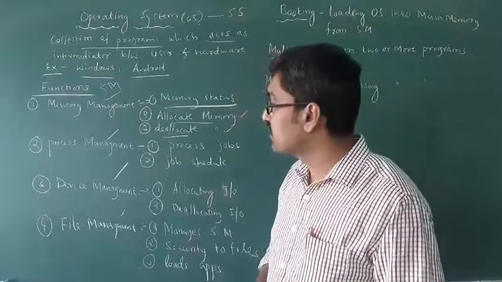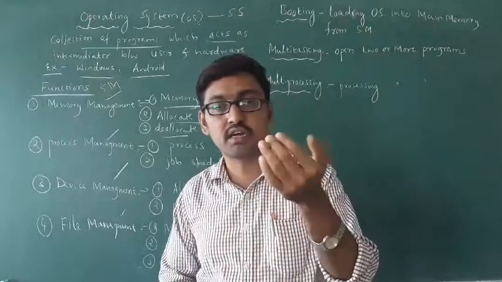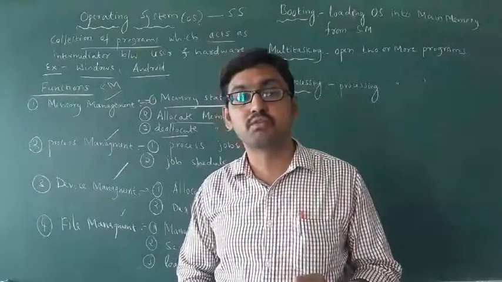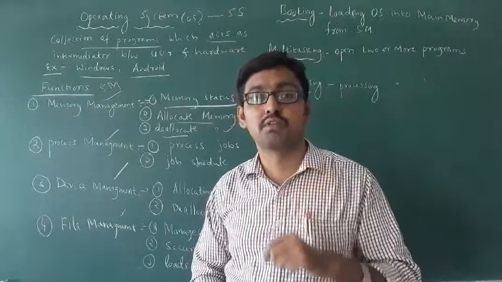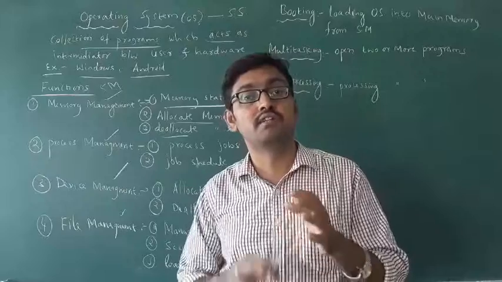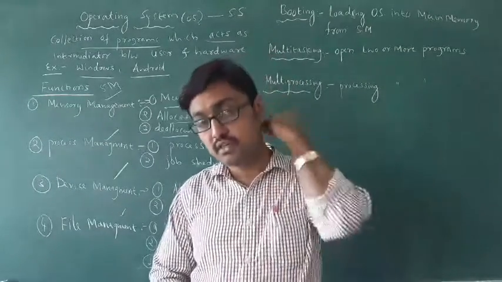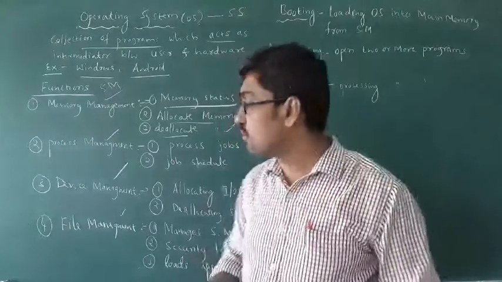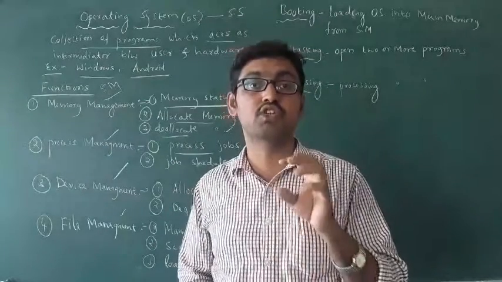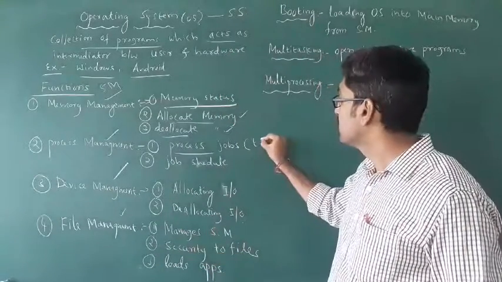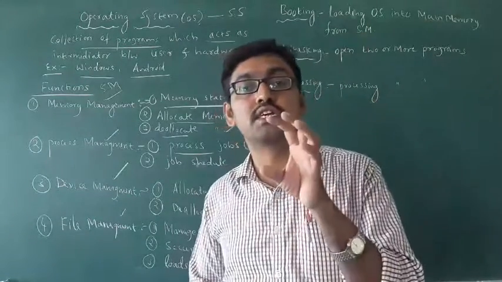Then the second one, process management. What is a process? I already discussed this. Process means calculation, manipulation. It is processing the job. The computer processing the job means it is calculating the jobs. In process management, how does the operating system help? It processes the jobs. Jobs means tasks. A job is nothing but processing the task.